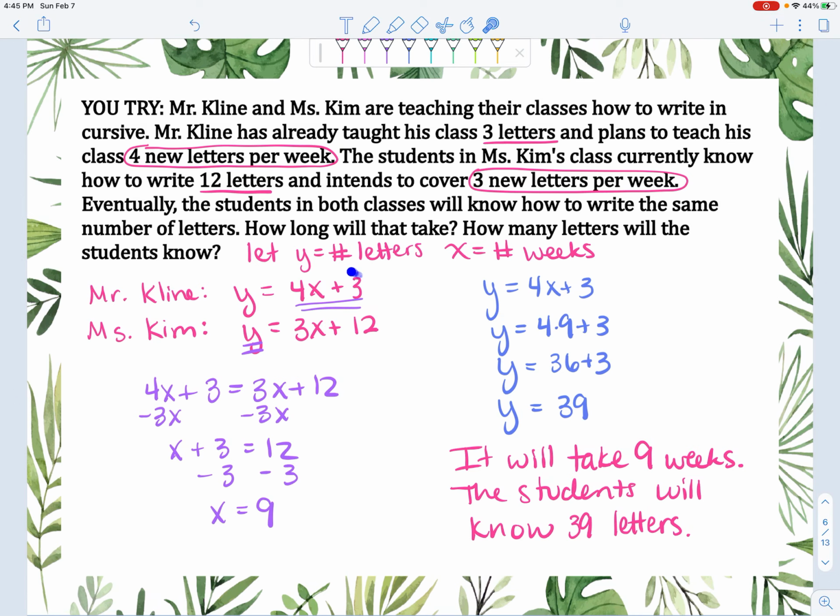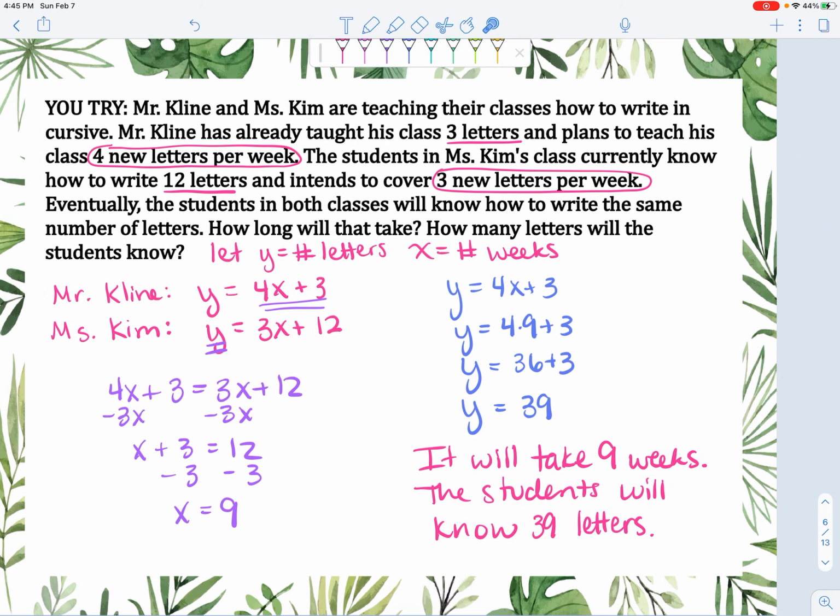I can take this algebraic expression 4x plus 3, since it's equal to y, I can replace the y in the second equation with it and solve. When I solved, I got x equals 9, and then I used that solution to solve for y. So it will take 9 weeks, and the students will know 39 letters. So this is more letters than what's in the alphabet. So I'm assuming this is both capital and lowercase, probably.